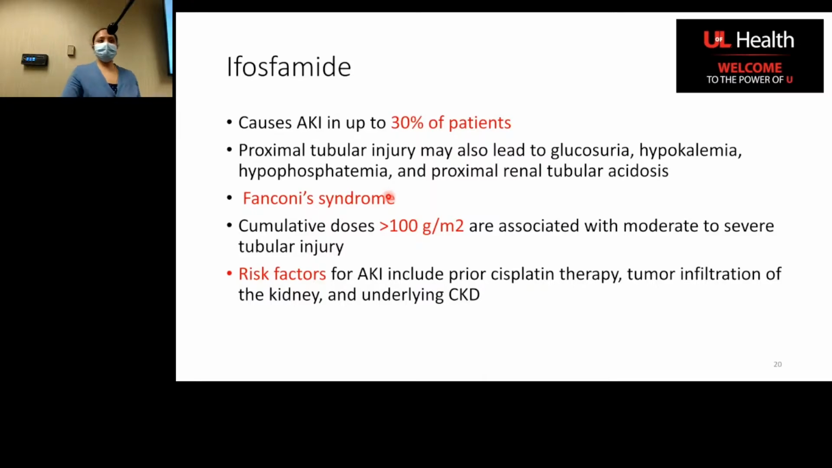Another characteristic is that it causes electrolyte and acid-base abnormalities, Fanconi syndrome, in which you can see glucosuria with a normal serum glucose, hypokalemia, hypophosphatemia, and proximal renal tubular acidosis. Again, a cumulative dose of more than 100 gram per meter square causes severe tubular injury. And the risk factors are prior cisplatin therapy, since it is used in more GU malignancies, any tumor infiltration of the kidney, which is also a higher risk factor, and underlying CKD, of course.